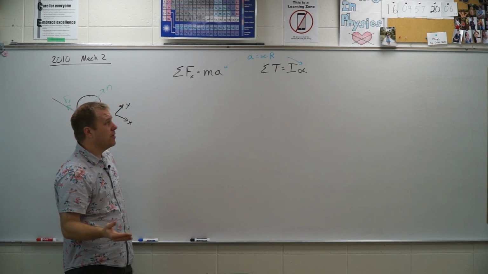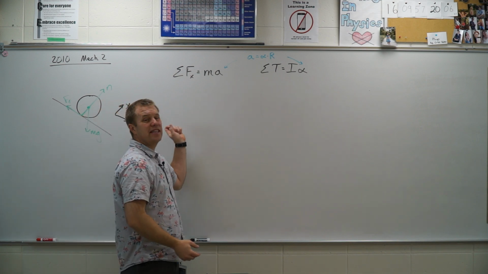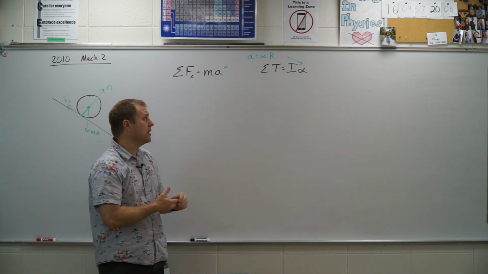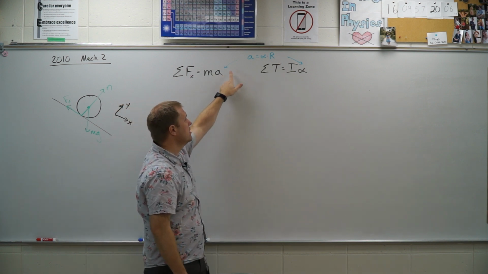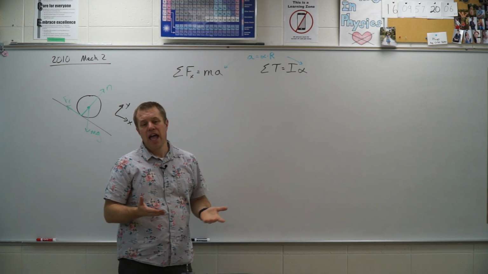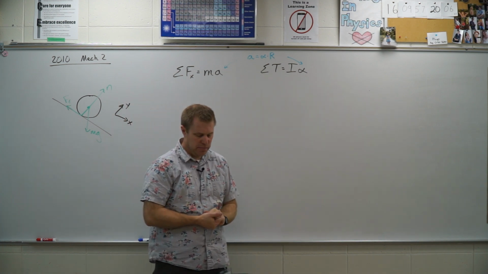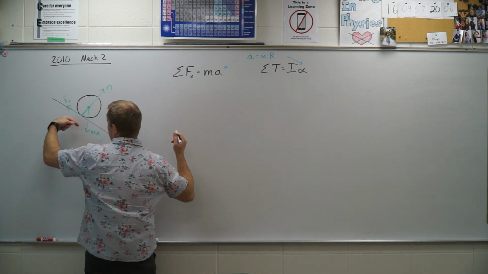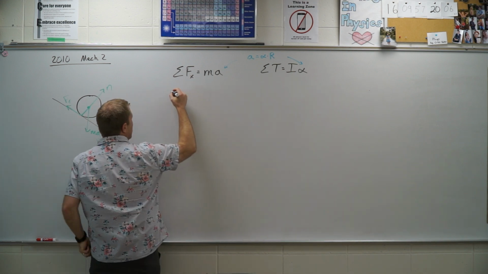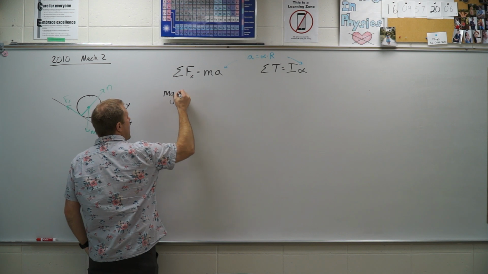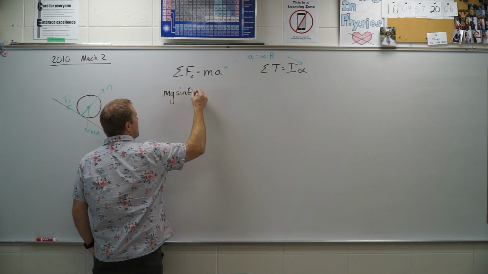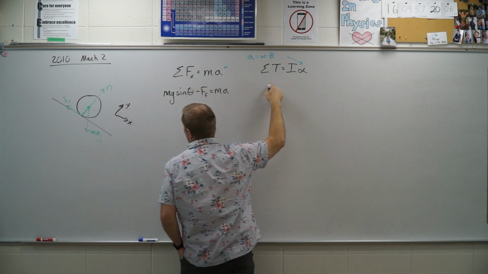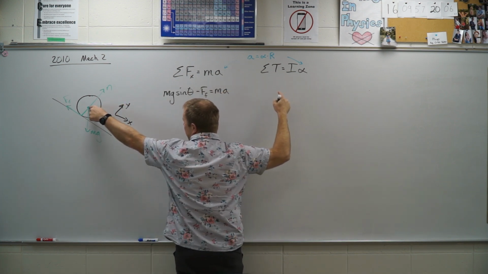My other unknown that's going to link these 2 equations together is the force of friction, which I'm trying to find. So I'm going to have 2 unknowns really. I'm going to have the acceleration, which I'm going to substitute in there, and the force of friction. So let's get started. So in my x direction, I have this component of mg. They didn't want me to draw it, but I know it's going to be mg sine theta minus the force of friction equals ma. And for my torque equation, mg does not produce any torque.